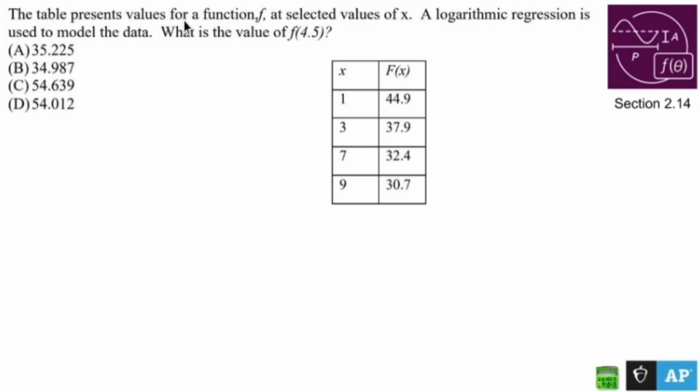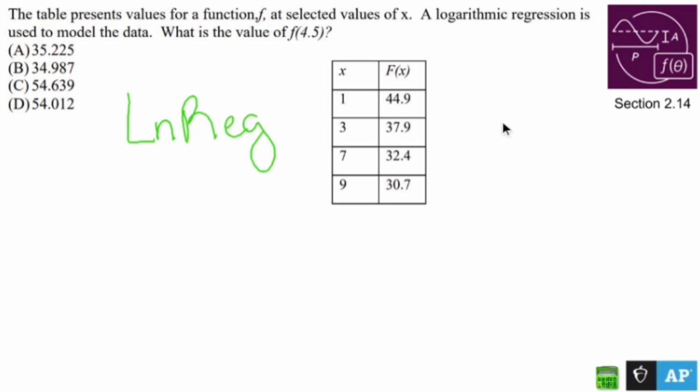The table presents values for a function f at selected values of x. A logarithmic regression is used to model the data. What is the value at 4.5? So this is what we're going to do. No work to show here. I'm going to run to my calculator, and I'm going to use ln reg for this guy.